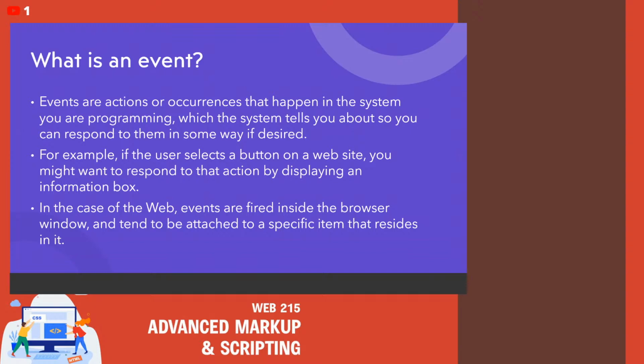Right? So as we create an event, or as we are listening for an event to happen, would probably be the better way to put that, right? There's an event that might be happening. We are waiting for it to happen. When it does happen, we trigger something else to happen, right? We respond and we cause something else to happen. For example, if a user selects a button on a website, we might want to respond to that action by displaying some sort of information box on our website.